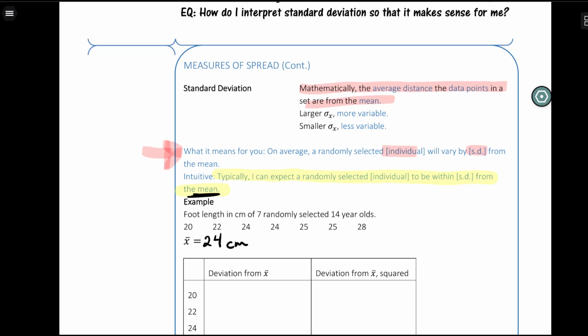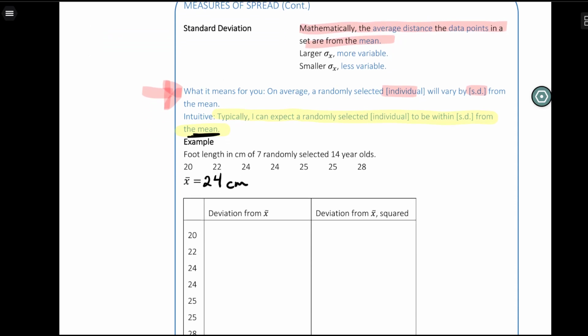Now, we need to see how far they vary from the mean, right? It talks about variation from the mean, so deviation from the mean. So deviation means we need to subtract. Let's take each individual and subtract the mean. So 20 minus 24, this individual has a deviation of -4, which means they're 4 centimeters shorter than the average foot length. Doing the same thing for this individual, they are 2 centimeters shorter. This person has an identical foot to the average, so that's going to be 0.